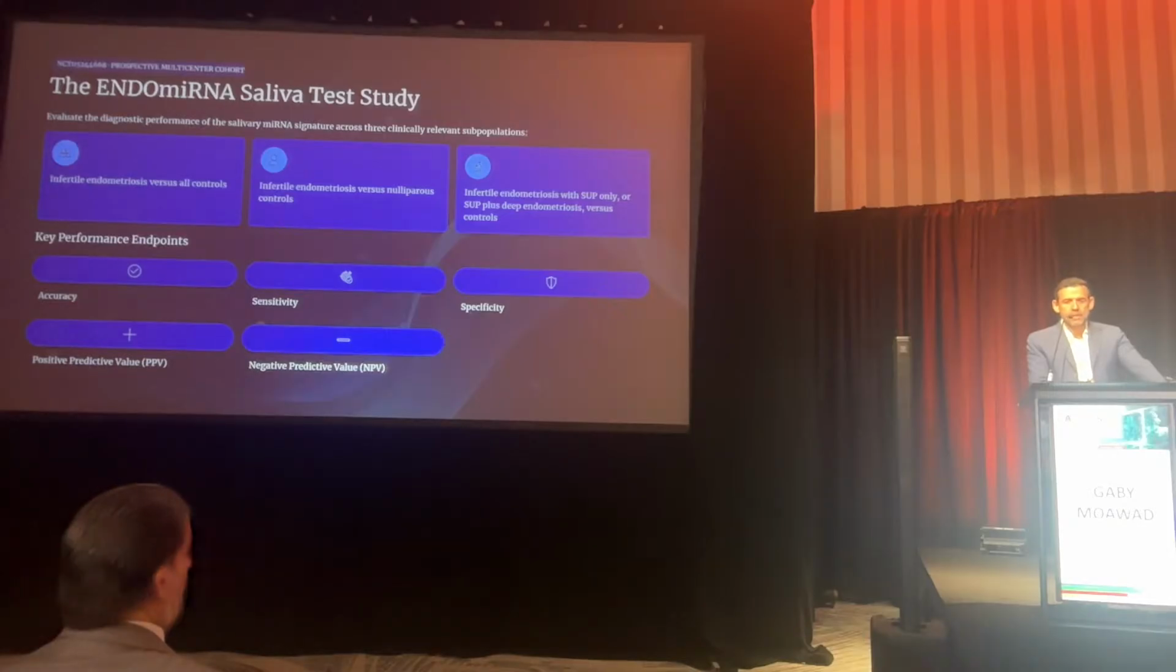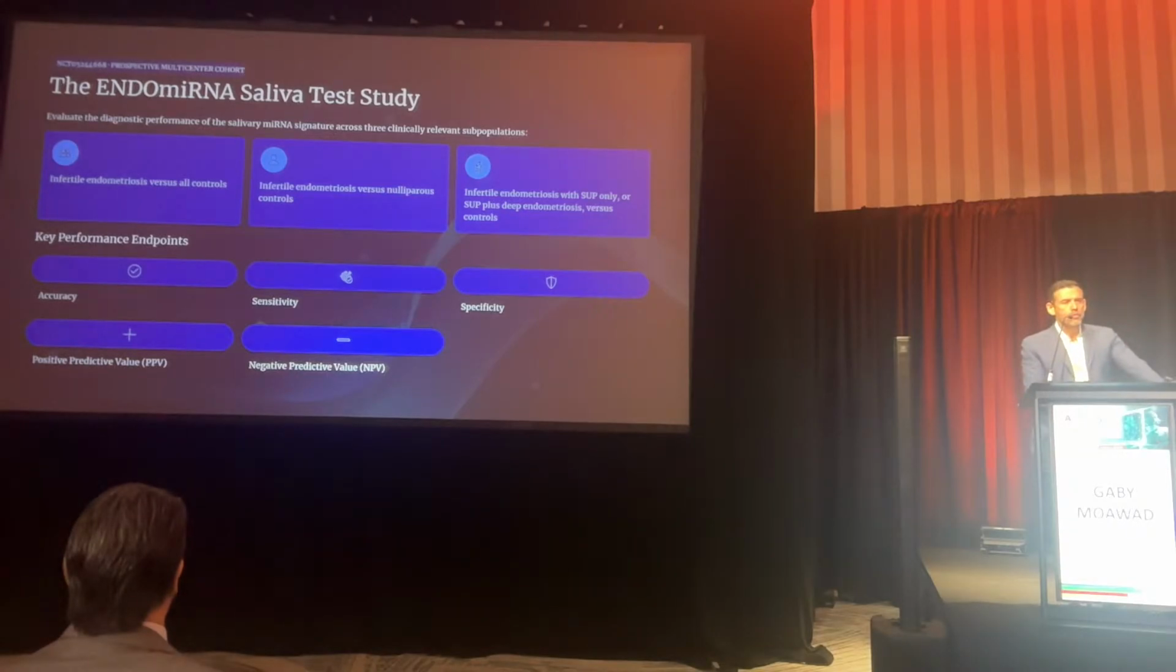First subgroup is infertile patients versus all controls. Second subgroup, infertile endometriosis patients versus nulliparous controls. And the third subgroup, infertile patients with superficial peritoneal endometriosis or superficial with deeply infiltrative endometriosis versus control. And the key points were to look at accuracy, sensitivity, specificity, positive and negative predictive values.